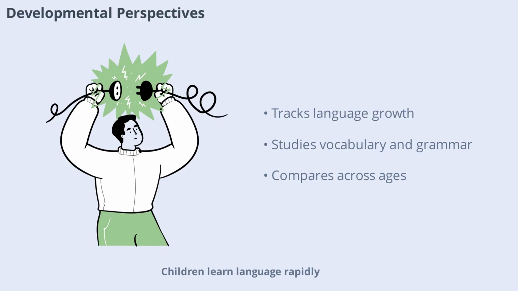Children learn language rapidly, moving from simple words to complex sentences in just a few years. Researchers study how children acquire vocabulary, grammar, and pronunciation, as well as how these skills develop over time. Developmental perspectives also explore how language processing differs in adults and older individuals.